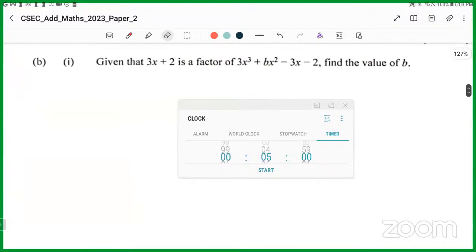Remember now, you're going to find a value of B, then you're going to factorize it fully. I need maybe a little more than 5 minutes. Let me give you maybe 8 minutes. Find a value of B because 3x plus 2 is a factor. And then after I do that, you factorize it fully.